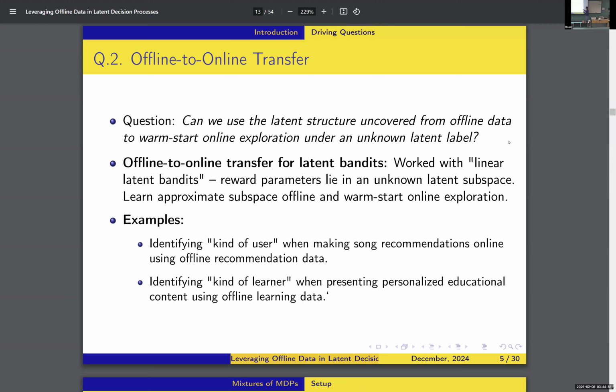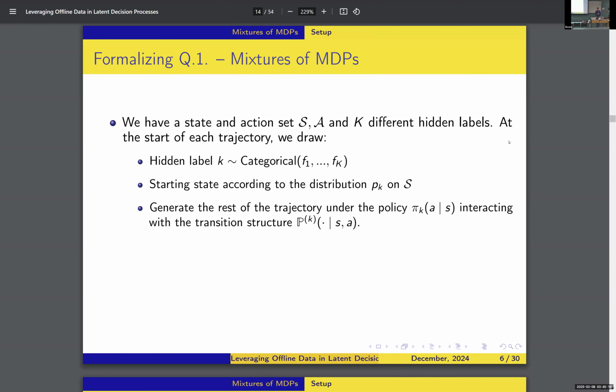Or if you're doing some sort of personalized education, then you have a lot of offline learning data from MOOCs or whatever, and now you're delivering personalized education again on another MOOC, another iteration of this thing. You can really quickly learn what kind of learner you're working with if you have a sense of what low-dimensional subspace all the learners lie in. Right, so let's formalize the first question.